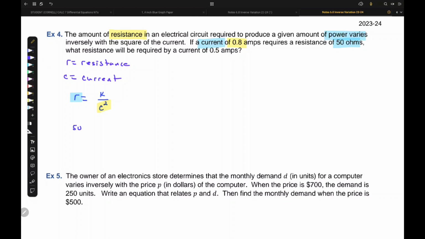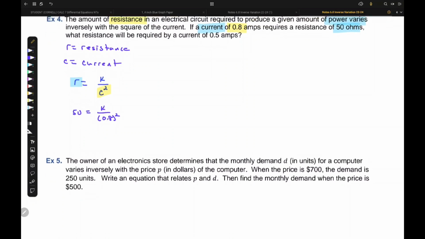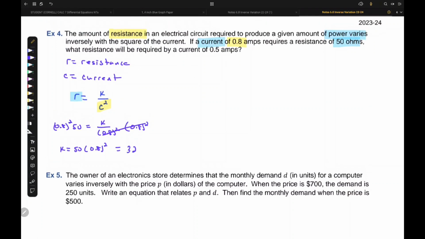And so R is 50, and this is equal to K over my current, 0.8 squared. So don't forget that squared, those amps are squared. We're going to multiply through by 0.8 squared so that we can get K by itself. That's going to reduce, and we're going to get K is equal to 50 times 0.8 squared, which is 32. And so we know what our constant of proportionality is. We know what K is. So we have R is 32 over C squared.